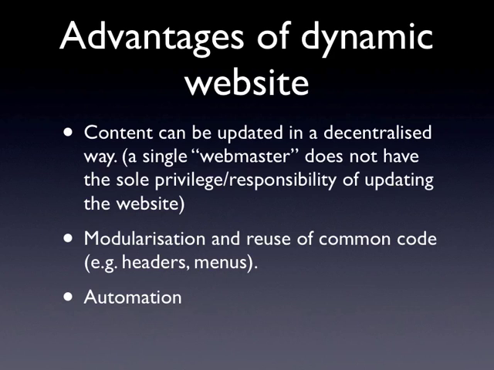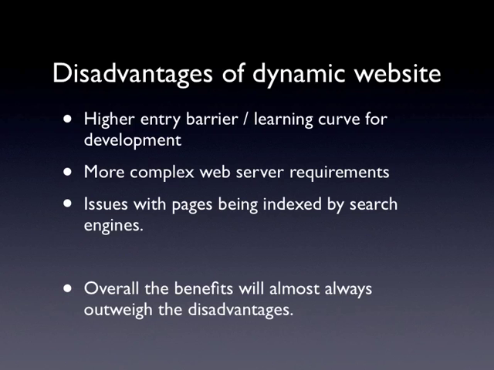So we can reuse common code. As I said before in the example, rather than updating the menu across 100 different files, we can split things up and say, okay, this is going to be the menu, and we'll just insert it wherever we need it into the code, and we update the menu once, and then it gets spat out wherever that menu needs to be output in the web page. And automation. And to be fair, there are some disadvantages of building dynamic websites.